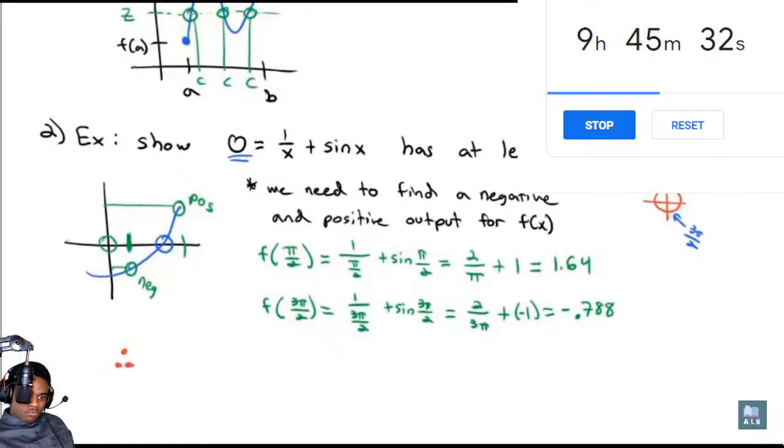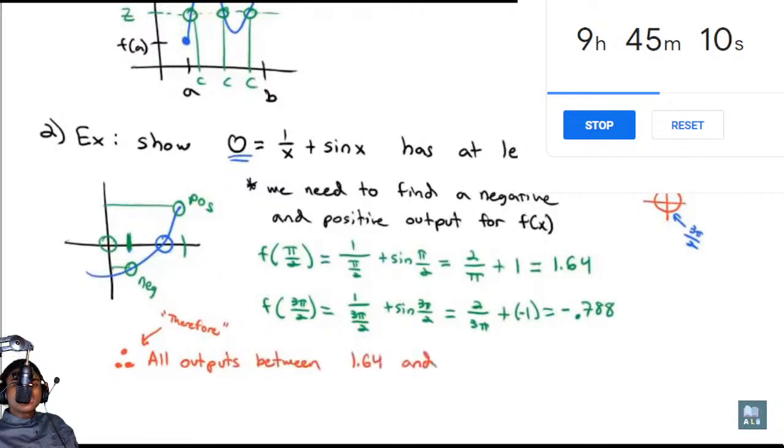Therefore, by the way, these three dots in a triangle mean "therefore." It's a nice shorthand for mathematicians. Therefore, we know that all outputs between 1.64 and negative 0.788 are possible.